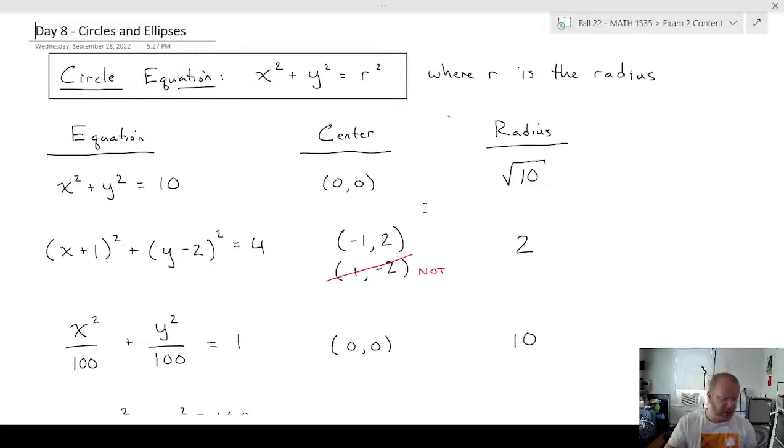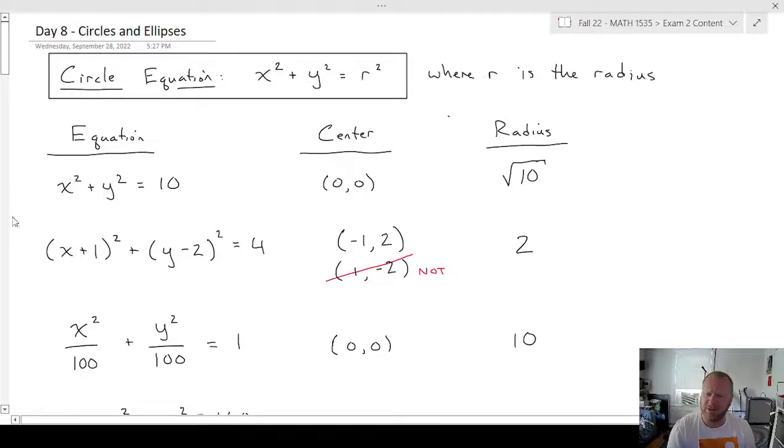Okay, so starting off, I've got the circle equation. So we've got x squared plus y squared is equal to r squared, where r is the radius. And so something like x squared plus y squared is equal to 10 would have a radius of square root of 10. So just remember to take that square root of the value that's on the right-hand side.